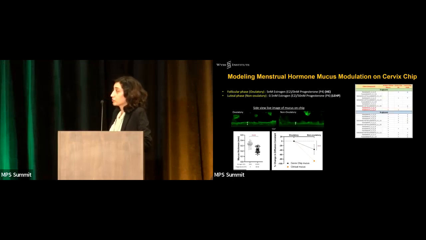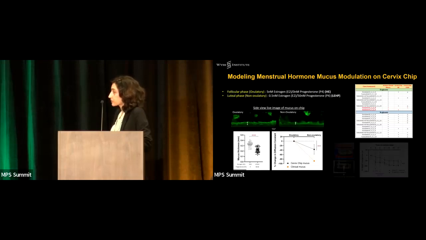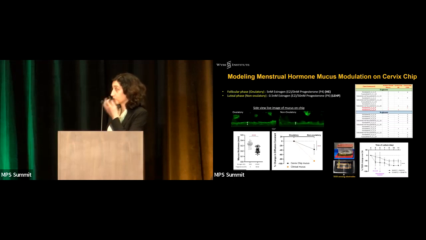In addition to that, we looked at the glycomic analysis of the mucus. And this is, again, in agreement with what is observed in vivo: in general, when we are in the ovulatory phase with high estrogen, we have higher abundance of O-glycosylation and N-glycosylation on the mucus compared to the non-ovulatory phase.